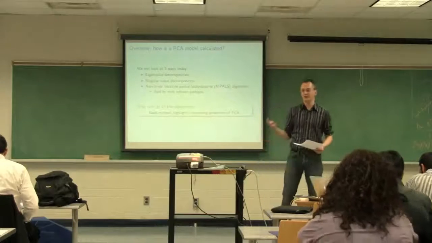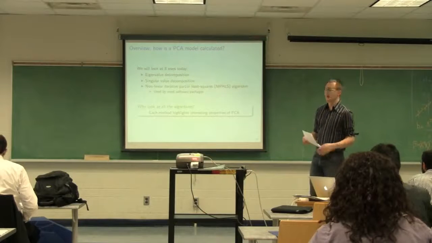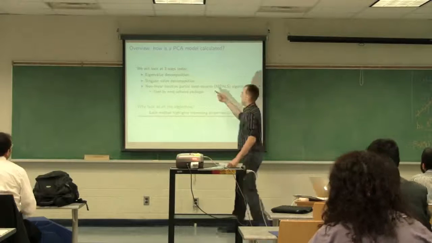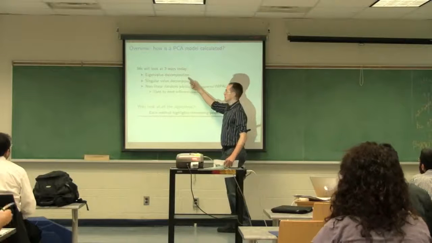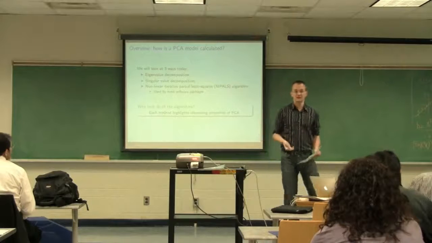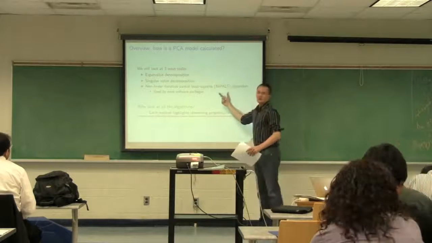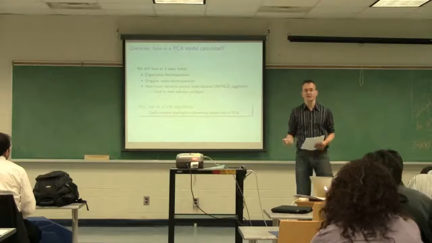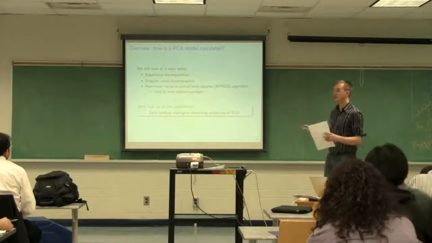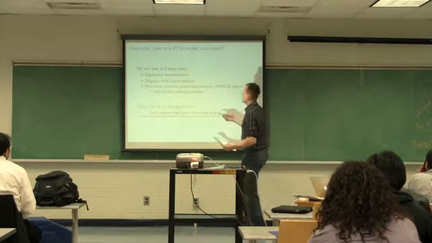Remember from those, well, most of you read the Wold paper, PCA is known by several names. One is eigenvalue decomposition of the covariance matrix, singular value decomposition of the X matrix. There is also the NIPALS algorithm, another way to calculate those same parameters. So PCA has got multiple ways of being calculated. We're actually going to look at every single one of these.